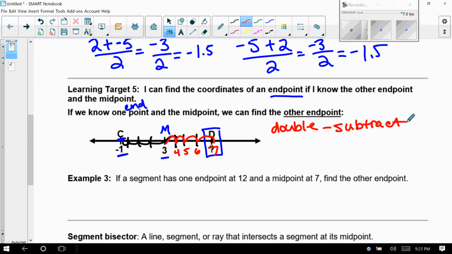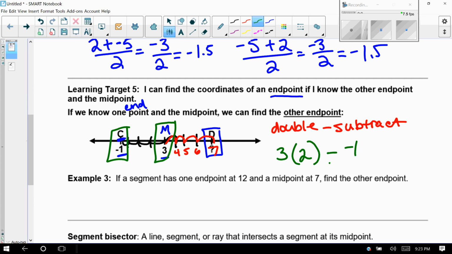Okay, now what we're going to do, we're always going to start with the midpoint. So we're going to start with the one that they give us that's directly in the middle, which in our case, our midpoint M is at 3, right? So we're going to take 3, we're going to double it, so that means multiply it by 2, and then we're going to subtract the endpoint that they give us. Our endpoint that they give us is C, which is -1.